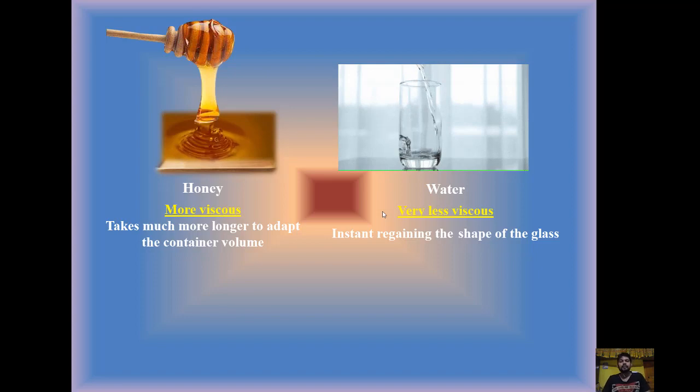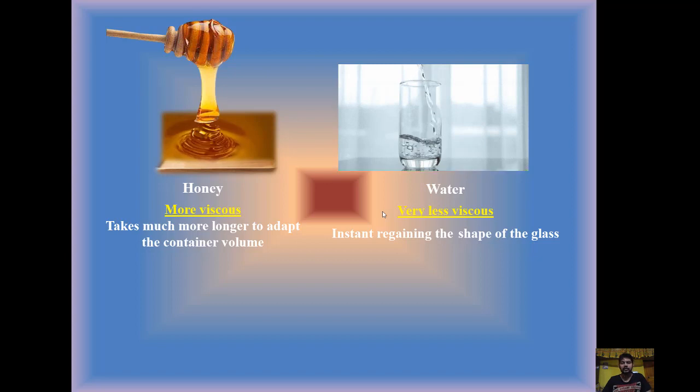In day-to-day life we use many types of liquids, like water and honey. I am mentioning these two because they are significantly different. When we pour water into any container, it readily takes the shape of that container. But pouring honey from one container to another is really time-consuming.